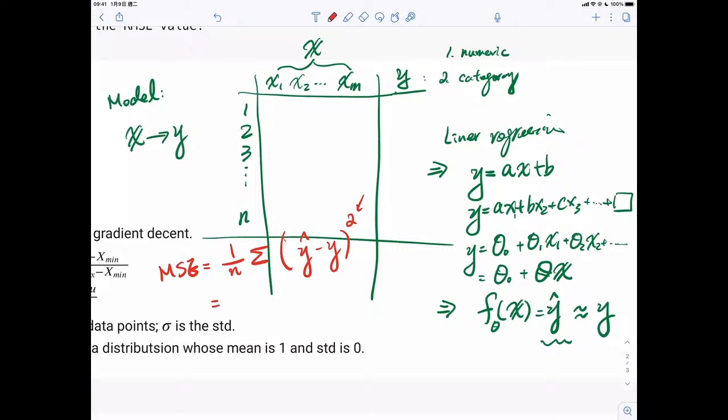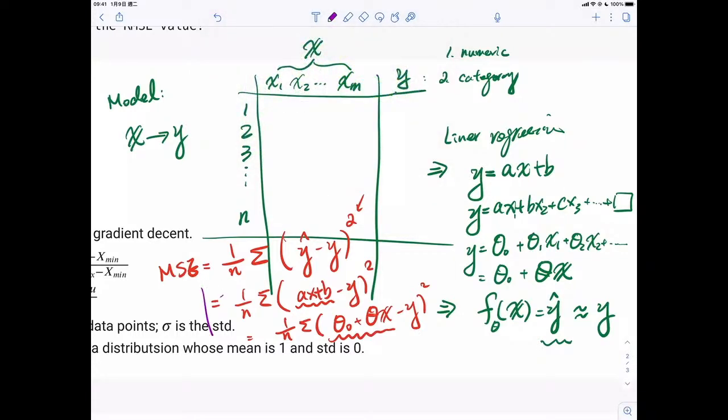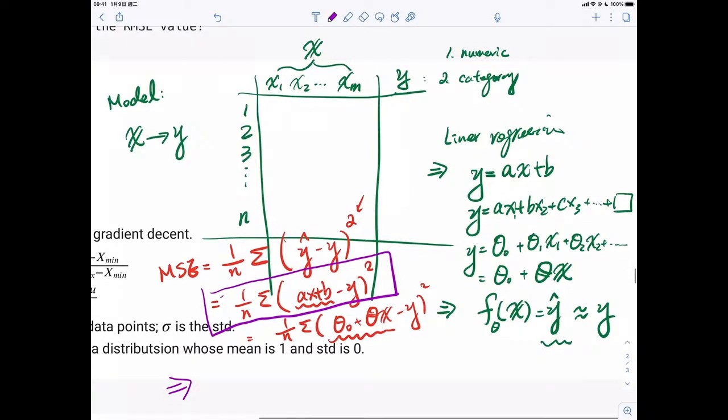Of course you can write it in this way, or you can write it in this way, which is fine. It really doesn't matter in which way you write it. Okay, let's take a look at this one, sigma.